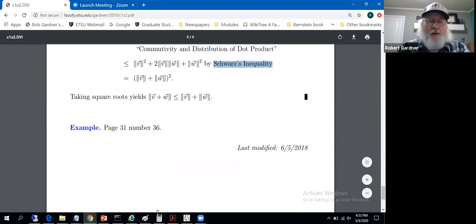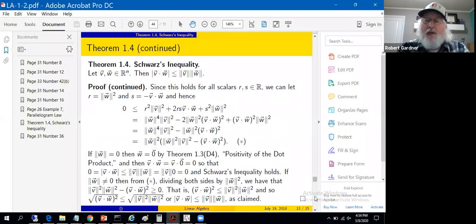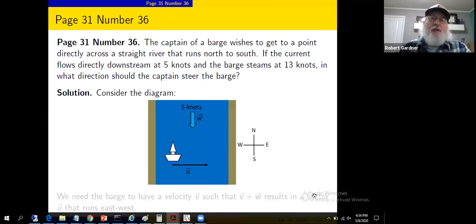And one final thing, let's take a look at an application. Okay, the story here, actually, let me go ahead and get a picture exposed for you. It says, the captain of a barge wishes to get to a point directly across a straight river that runs north to south. If the current flows directly downstream at 5 knots and the barge steams at 13 knots, in what direction should the captain steer the barge? All right, we don't have to worry too much about what a knot is, other than it's a unit we're using to measure, it looks like, velocities.